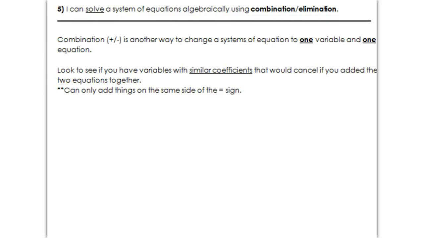Hey everyone. Today we're going to look at a new type of solving systems of equations, and this one is using combination and elimination. You might hear that phrase for a couple different things. It kind of means the same thing.